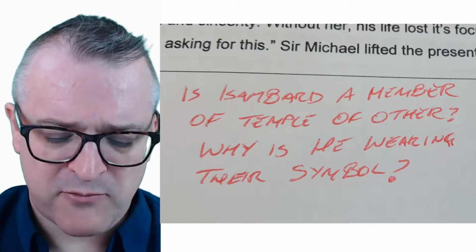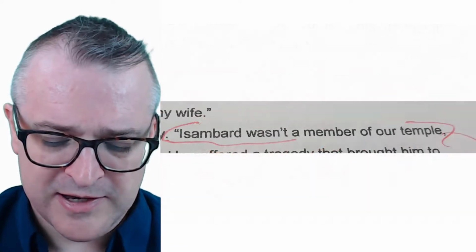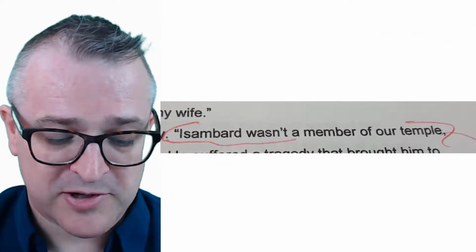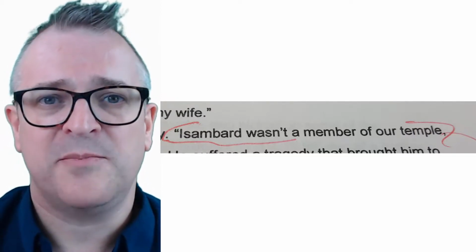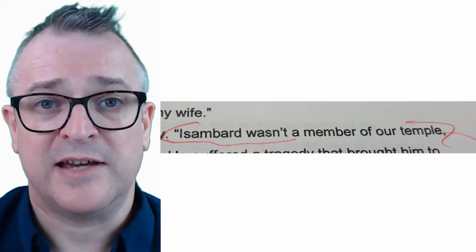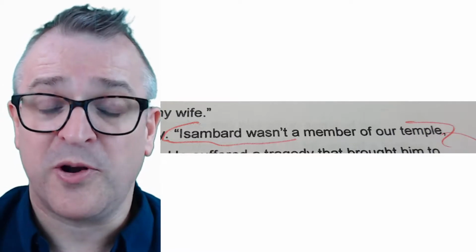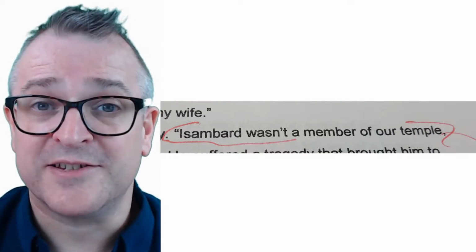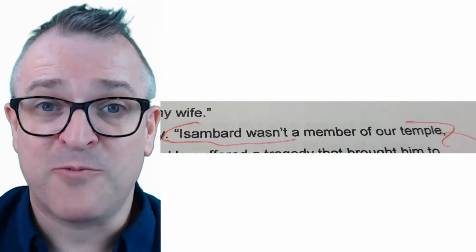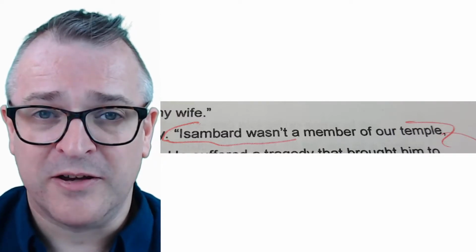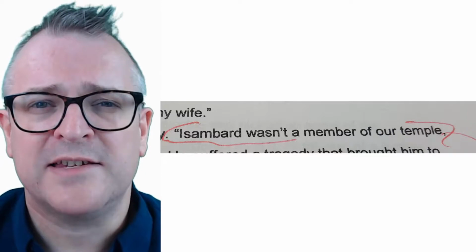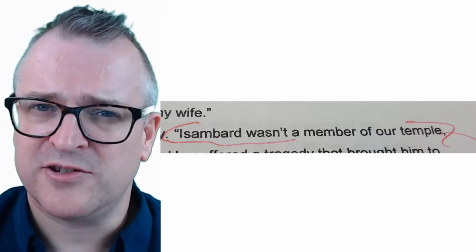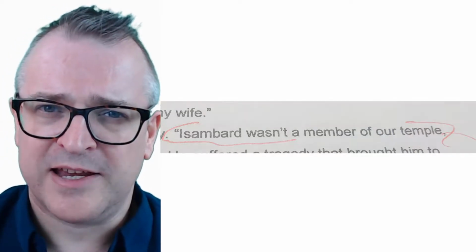Yet, when I wrote it, I've actually written, Isambard wasn't a member of our temple, but he had highly placed friends who knew of us. So I made this point that Isambard was not in the Temple of Other. Now this has caused me some problems because I've gone into this at length to explain that he wasn't a member of the Temple of Other. So why would he be wearing a pendant? It doesn't make sense. I've got a problem with the plot logic. So this is something that I need to correct in the second draft.